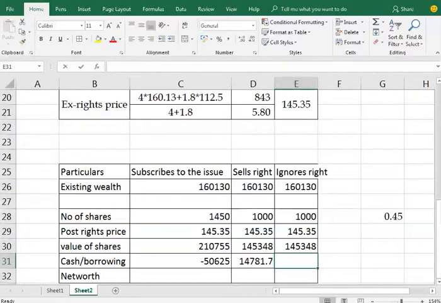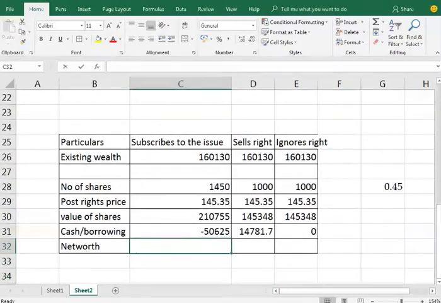I'll sell this. Here I do nothing. This is what my wealth is going to be. Some rounding off issues can be there, if at all, but those are also not there. It remains at 160, 130. In this case, it falls down.